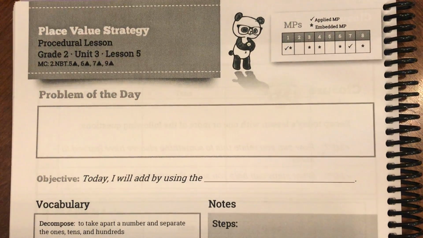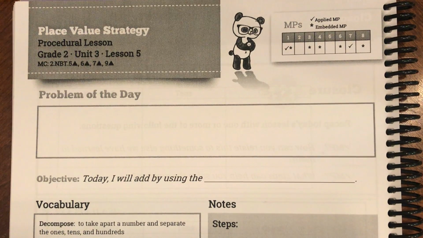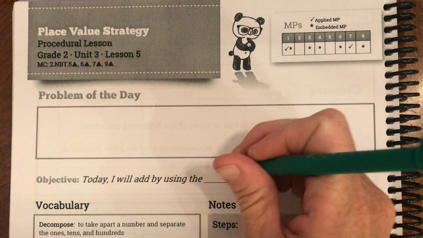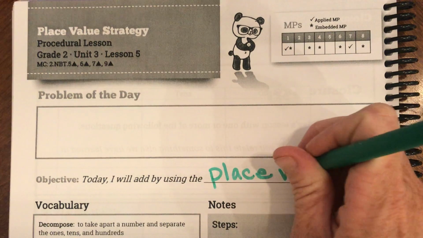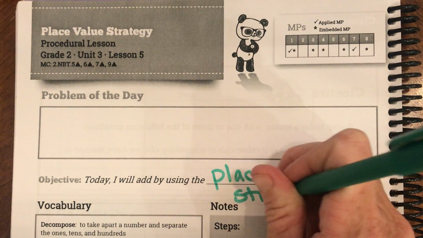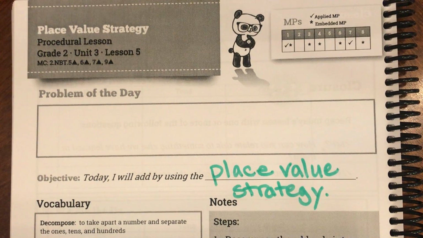Good morning, second graders. Today we are on page 165, and our objective today is I will add by using the place value strategy. So the place value strategy. Okay, let's look at some of our vocabulary.